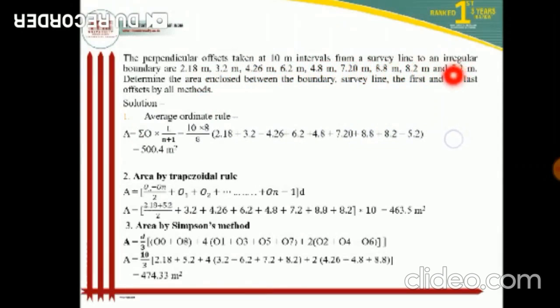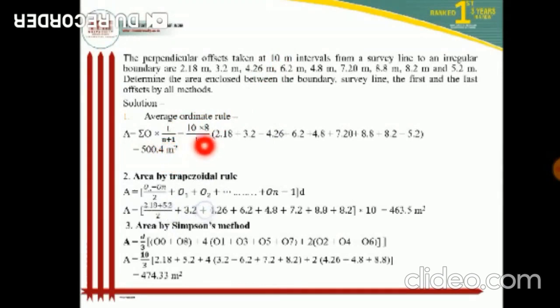Okay, so you can calculate the number of divisions by skipping the first ordinate and counting the number of ordinates given after the first one, and that will be the number of divisions. So the number of divisions will be 8 and the distance of one division is 10 meter. So 10 multiplied by 8, that is equal to L, and divided by n plus 1. So n plus 1 means 8 plus 1.